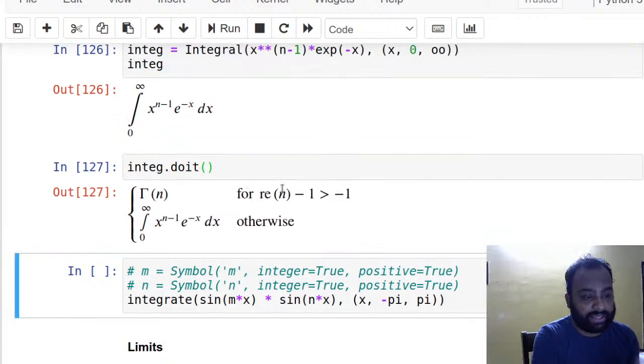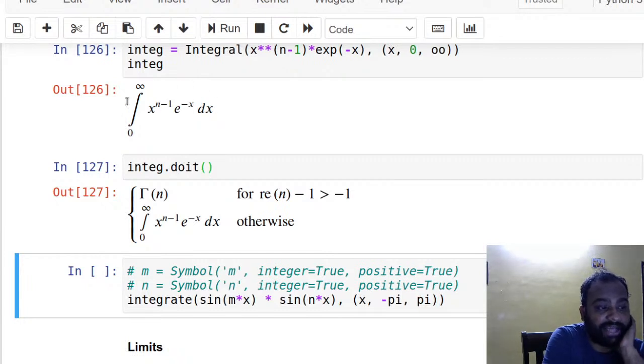Okay, what it is showing essentially is that the result is gamma n. Look very carefully. I asked it to evaluate this integral, but it's saying that the result is gamma n if the real part of n minus 1 is greater than minus 1. This is again stupid, because it somehow could not simplify the condition. But again, the condition essentially means that the real part of n is, so you can cancel out minus 1 from both sides, right? So essentially the condition is that n is greater than 0.